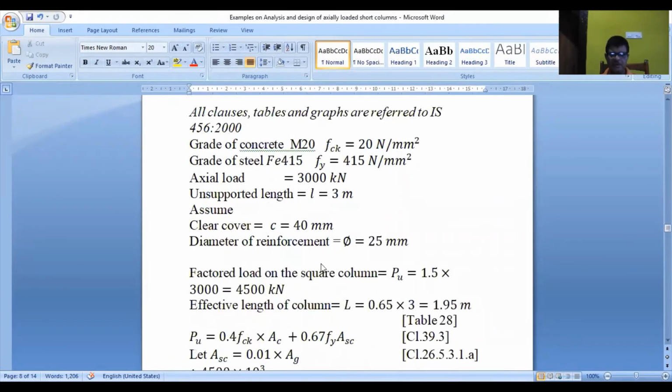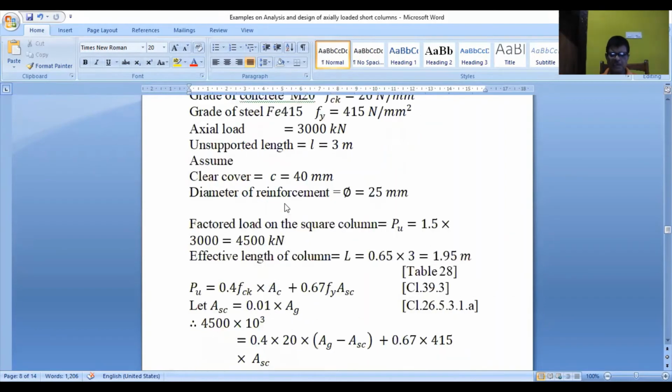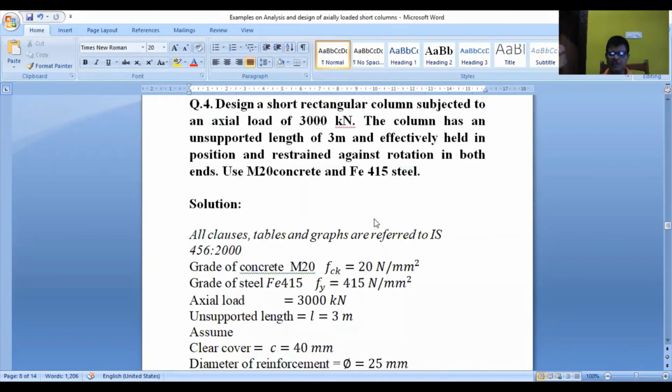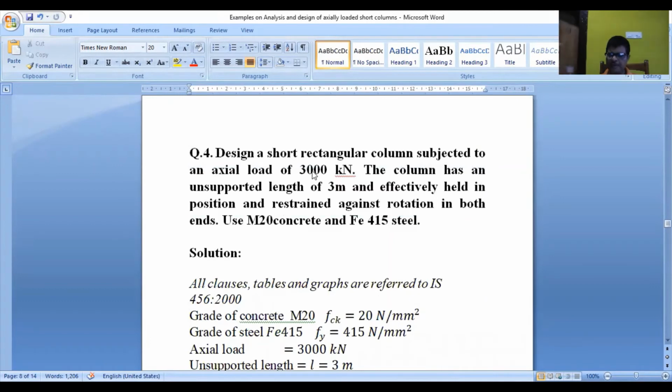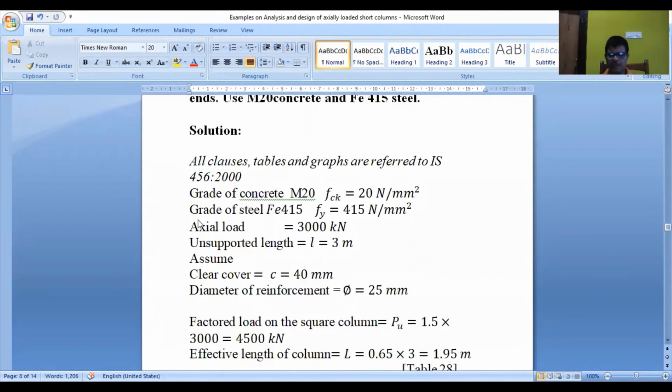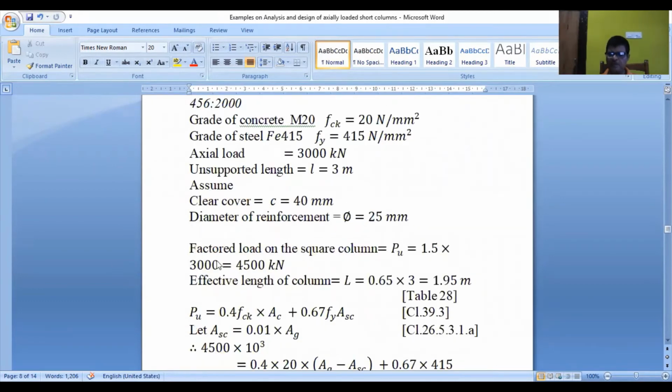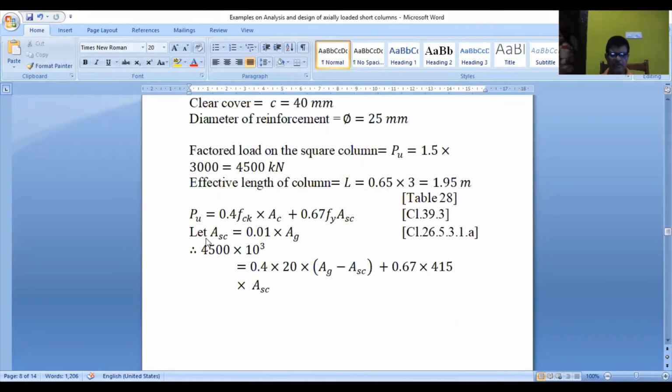Now write all these data given in the question, calculate the Pu value, because only axial load is given, that means working load. So calculate this value, it will be 1.5 times this value, that will be your factored load or the ultimate load. Then calculate the effective length as per table 28, that already we have discussed in the last problem, and calculate your value of area of the steel.